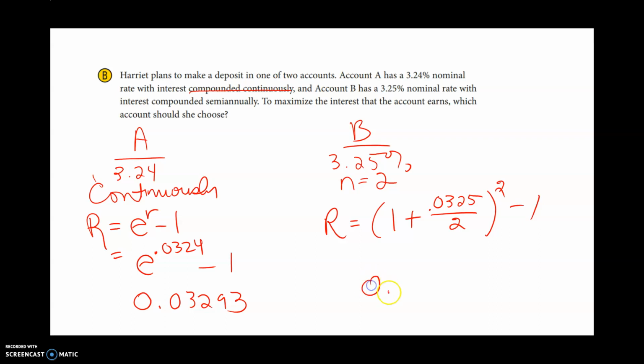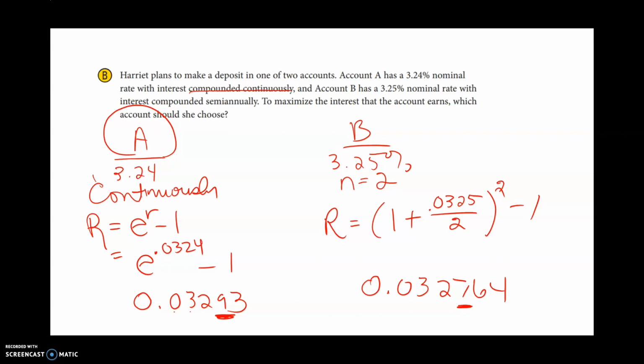This one is 0.032764. So look at this, 0.0329 versus 0.0327. This will give us the better interest rate. Okay?